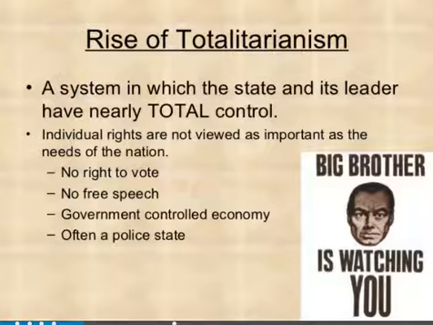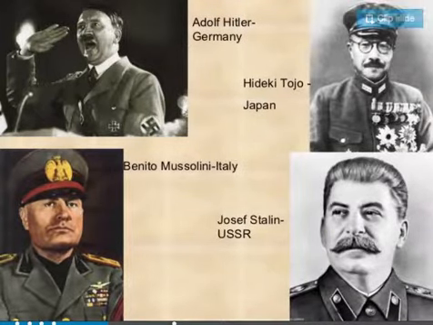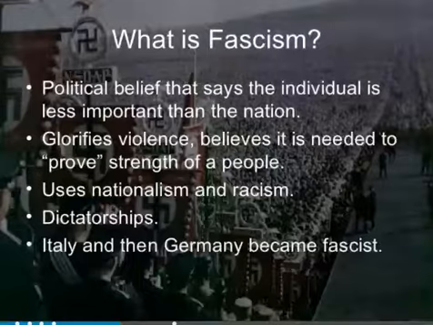Totalitarianism, I can't pronounce that, is a system in which the state and its leader have nearly total control. Individual rights are not viewed as important as the needs of the nation. There's no right to vote, no free speech, the government controls the economy, often a police state. The Soviet Union was a communist dictatorship, Germany and Italy were fascist dictatorships, and Japan a military dictatorship. These are the people who were in charge.